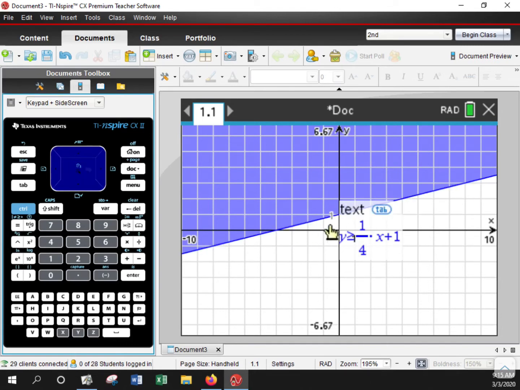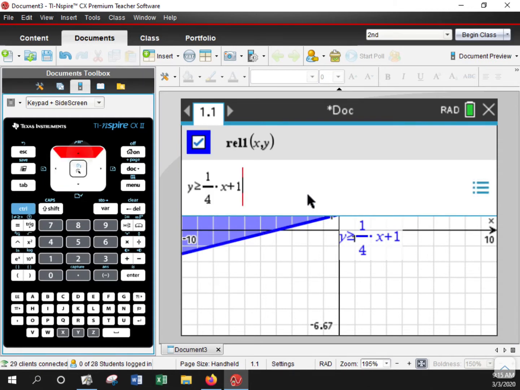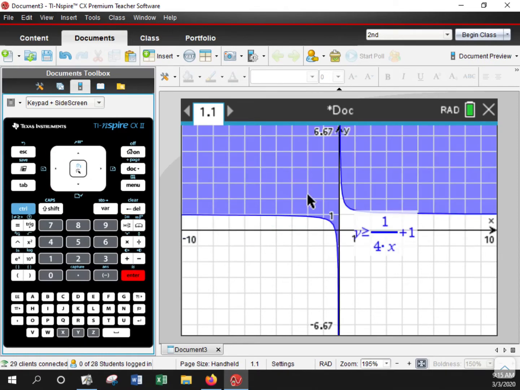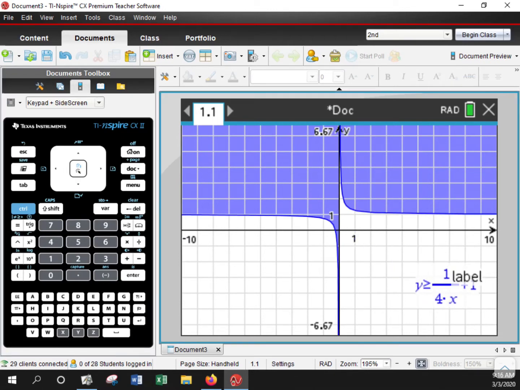Now I should realize that this is equal to, so my line is solid, but I can see exactly what my graph is, and I know the shaded area is where the solutions are. Okay. So that's all we got to do to graph inequalities. Okay, pretty easy. Let me show you again what it would look like if we messed up that x. So if I put the x on the bottom, then what we end up with is this ugly looking guy, which is a rational function, which is not what we want.